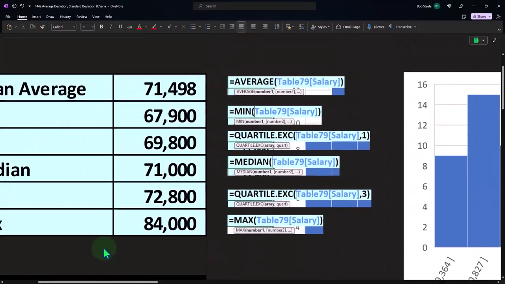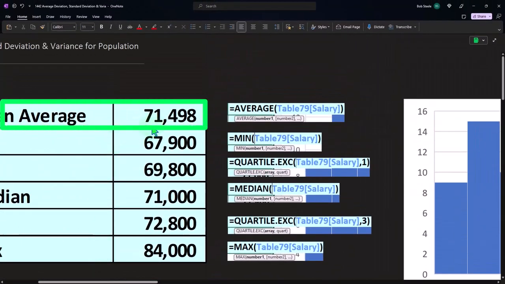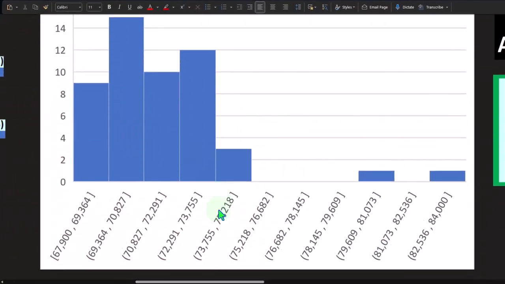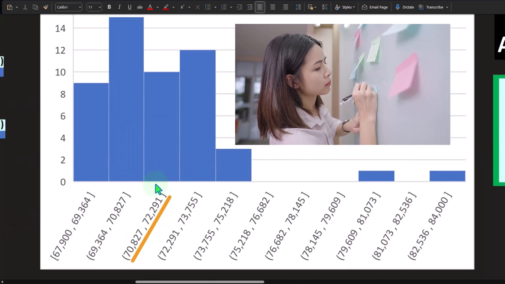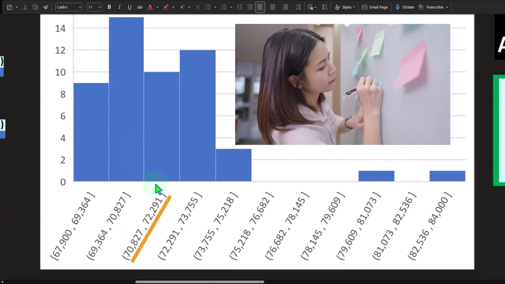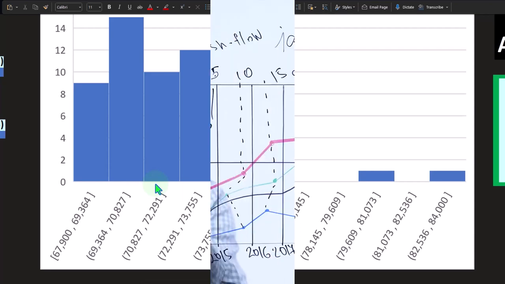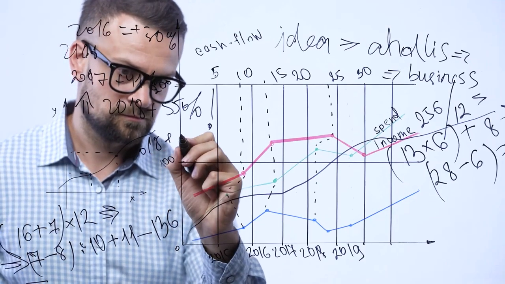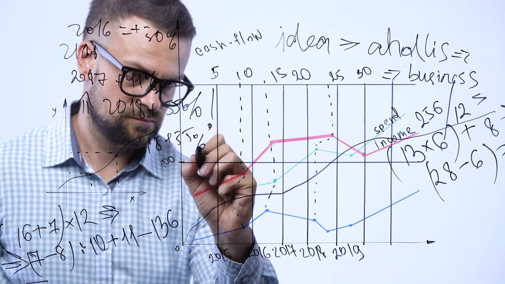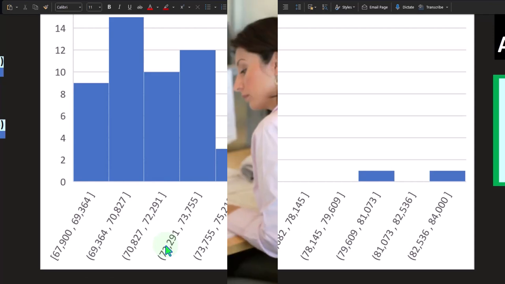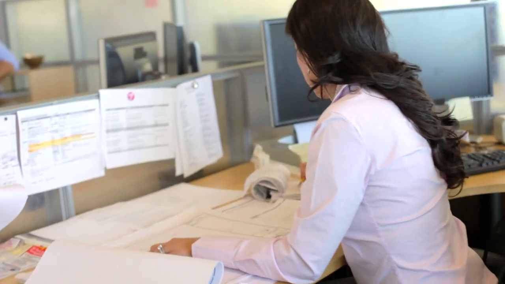So remember that if I'm taking the 71,498 as the center point and I look at my histogram, 71 is somewhere around here. If I think of that as the focal point of a teeter-totter, then you can get an idea of the spread of the data around that point. Although it's a pictorial representation, and we want to get a numerical representation of basically the standard deviation, kind of like the average differences from the middle point.